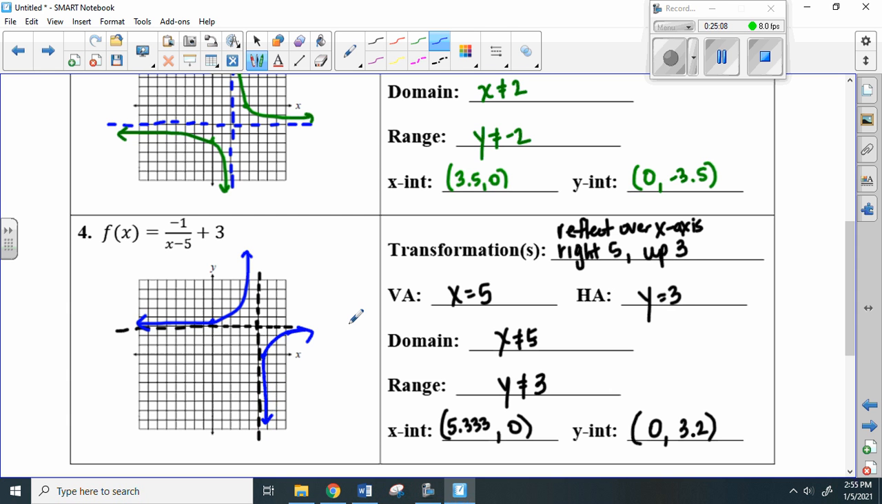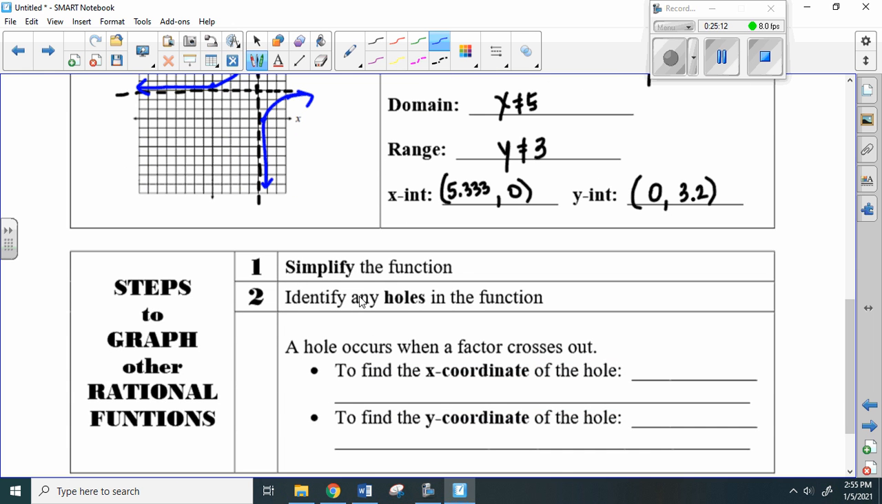Okay? All right, so we're going to stop there with this video, and then we're going to pick up with a second video on how you graph other rational functions, meaning more complicated rational functions.